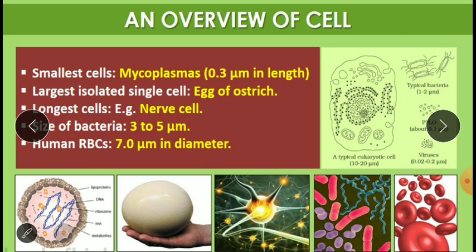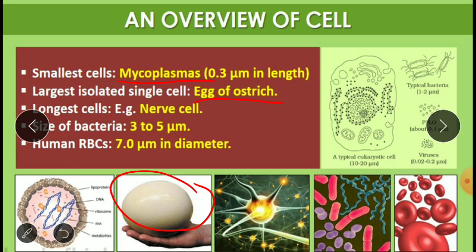Then, coming to the smallest cell and the largest cell. When I say the smallest cell, it is that of the mycoplasma. You all must have encountered this in the second lesson, biological classification. Mycoplasmas are the smallest cells, having a length of 0.3 micrometer. The largest isolated single cell is the egg of an ostrich. Yes, the egg is one single whole cell.